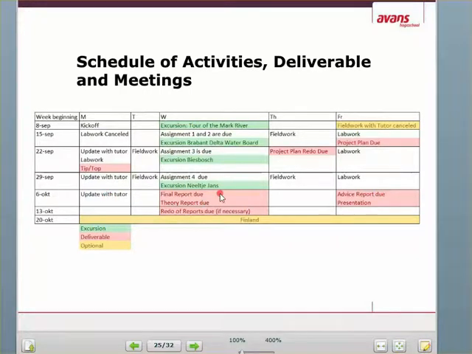That Wednesday, your final report is due. Your theory report is due. And what those are, I'll explain in one of the next sheets. Friday, your advice report is due, and you will give your presentation. The week of the 13th of October, on the Wednesday, if you received a fail for any of your reports or your presentation, the redo is due that Wednesday.